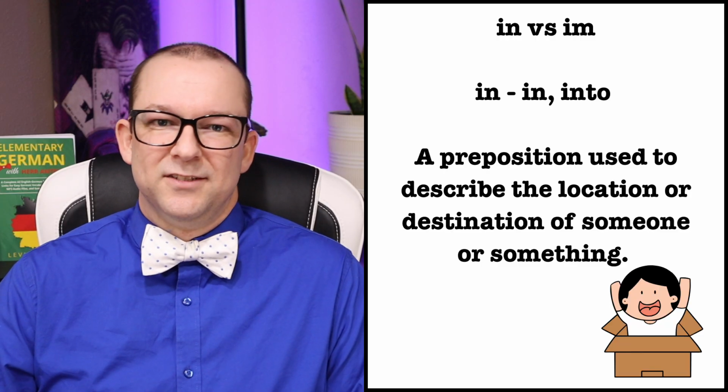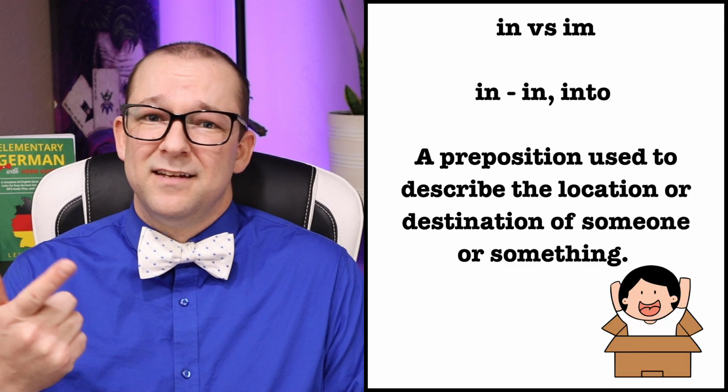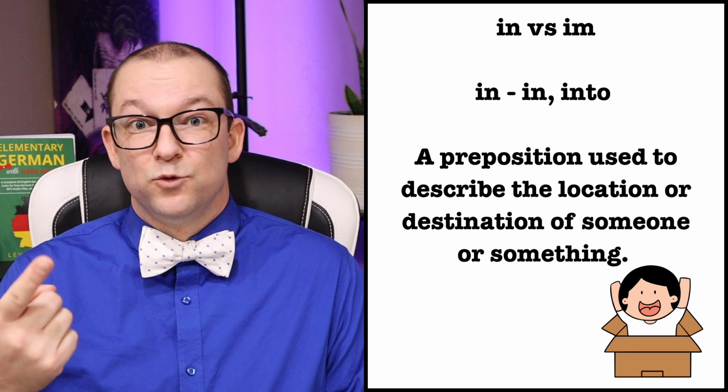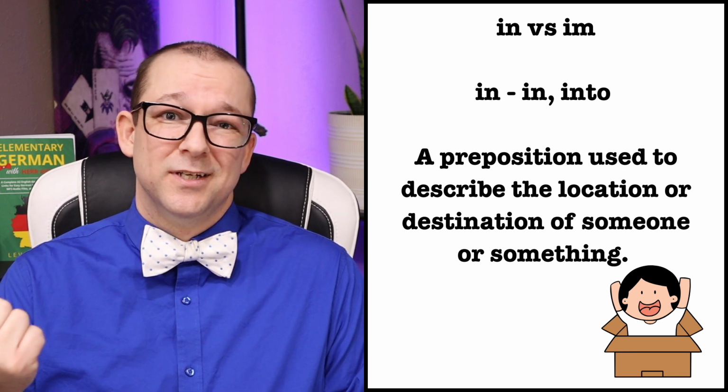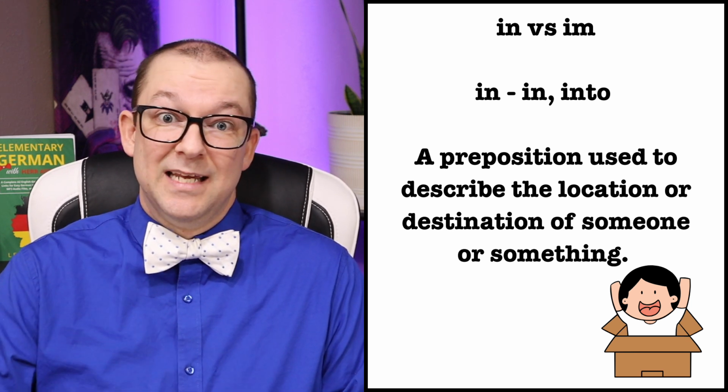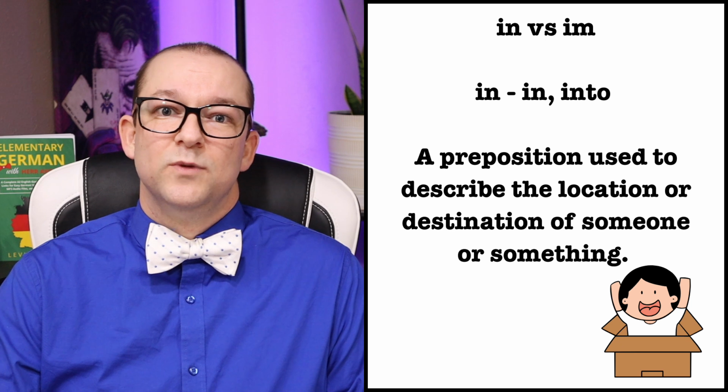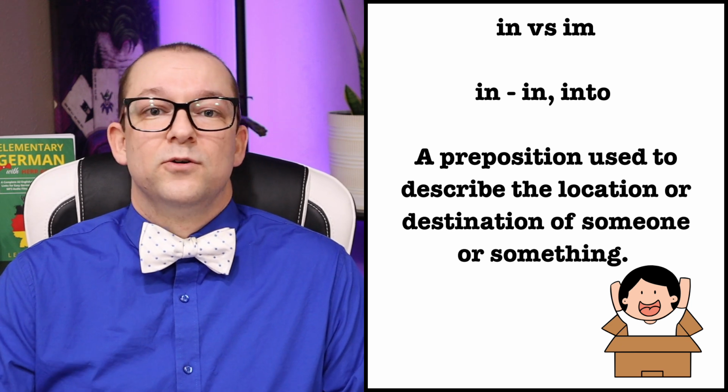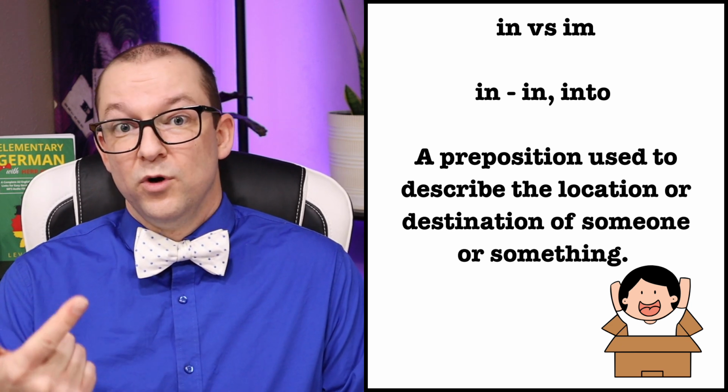Let's start with the big answer. In and im are in fact the same answer. In is the actual word itself, and im is actually a contraction of in and dem. This means that in is being used with the dative case here, and we have the article dem for either a masculine or neuter noun. For example, in dem Wald for in the forest. We would shorten it down to im Wald.